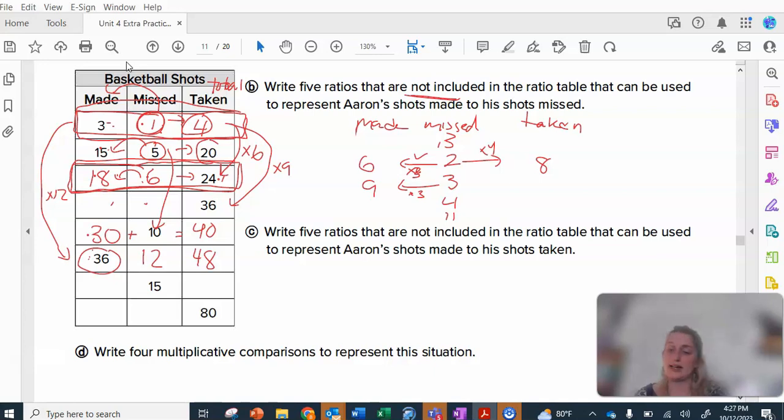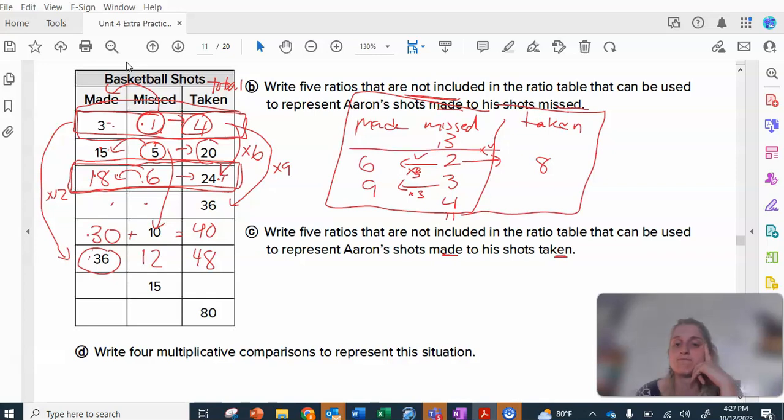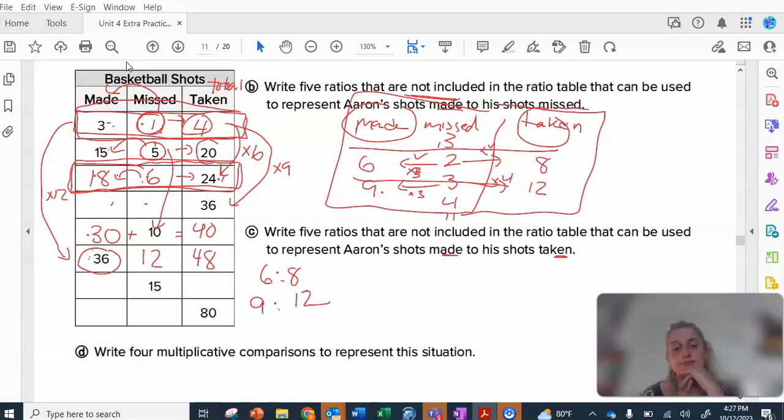Oh, I didn't read the whole problem. Oops. That can be used to represent Aaron's shots made to shots missed. So for this problem, you're just doing this. And then you're going to come down here and go made to taken. So maybe it wouldn't hurt to fill out this whole chart. And then you'd compare made to taken. You'd say, okay, I have a 6 to 8 ratio and a 9 to 12 ratio, and so on and so on.